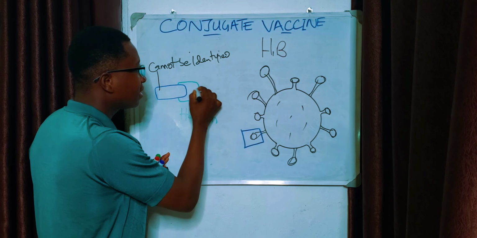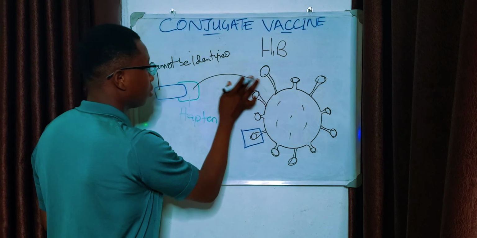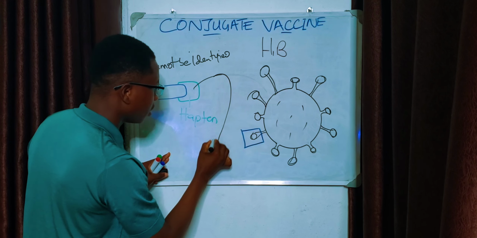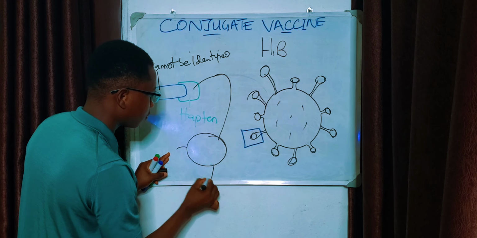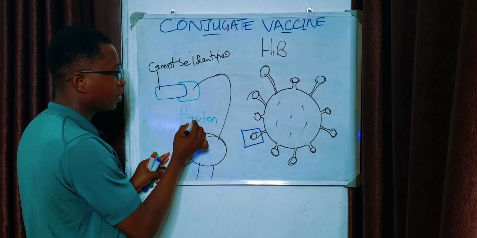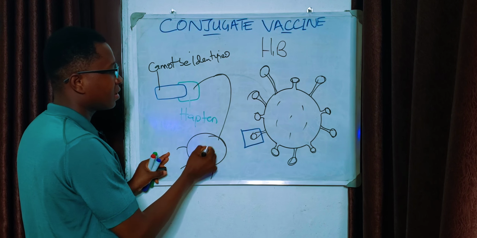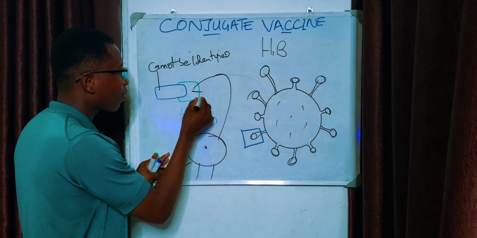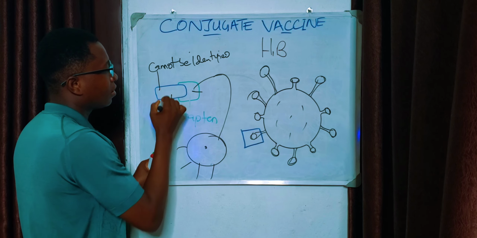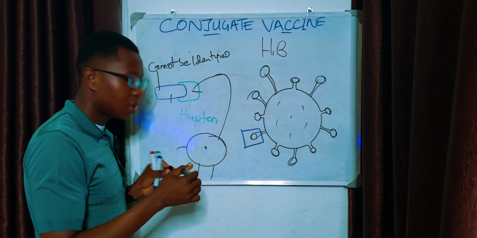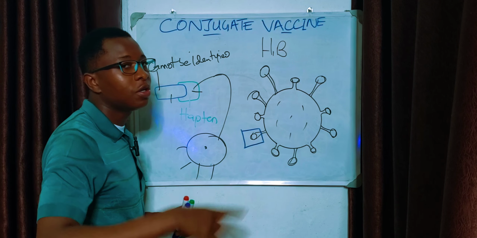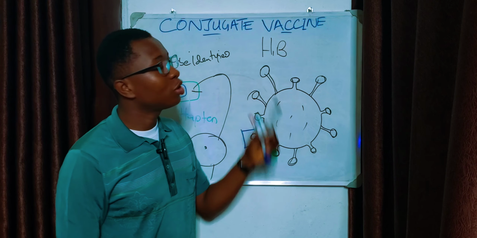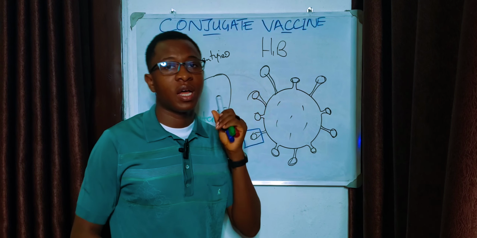So whenever this gets into the body, as long as the body can recognize the carrier protein, it can also recognize the protein causing the disease, the antigen. Okay, so this is how conjugate vaccines are made.